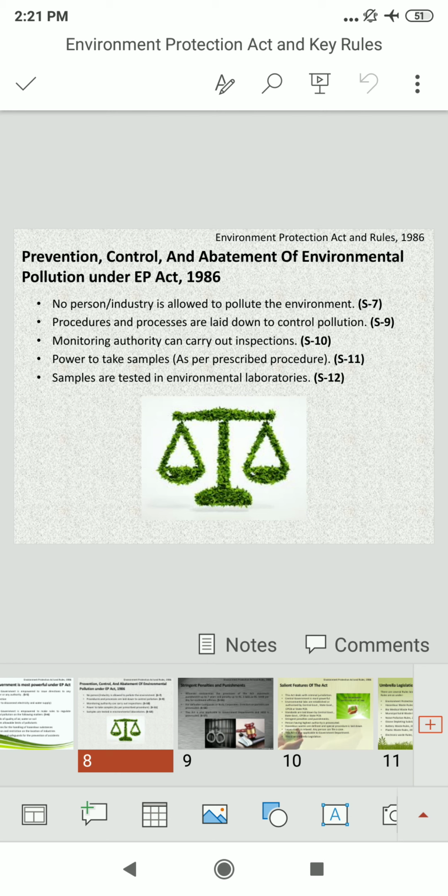No person or industry is allowed to pollute the environment, and the procedure and processes are laid down to control the pollution, and the monitoring authority can carry out the inspection. म्हणजे पर्टिक्युलरली एक मॉनिटरिंग अथॉरिटी असते, ती अथॉरिटी तिथं त्याला चांगल्या प्रकारे इन्स्पेक्शन करतात, ते मॉनिटरिंग करतात, त्याच्यानंतर त्याचं सॅम्पल टेस्ट करतात.